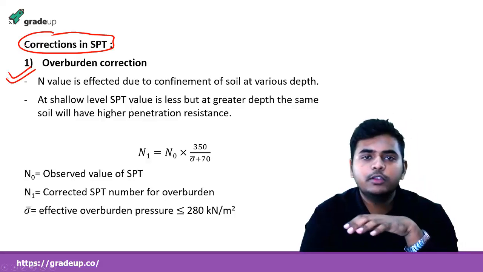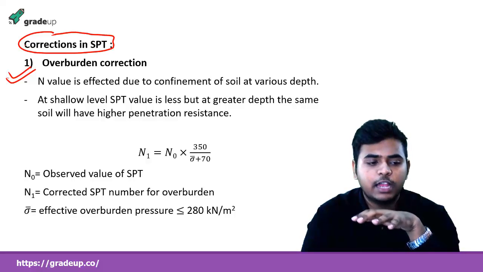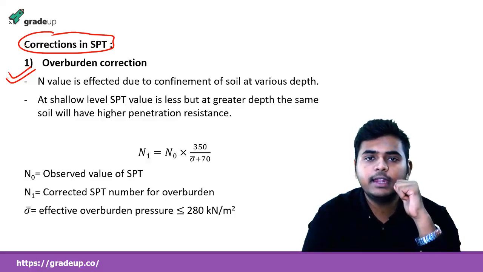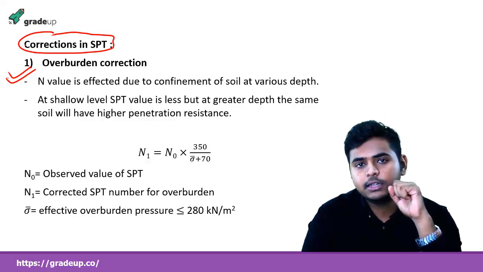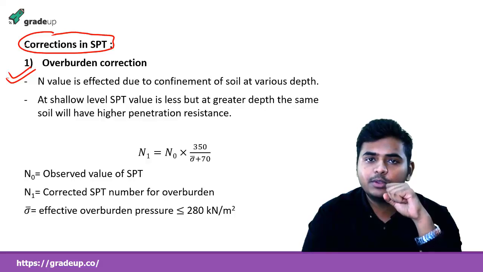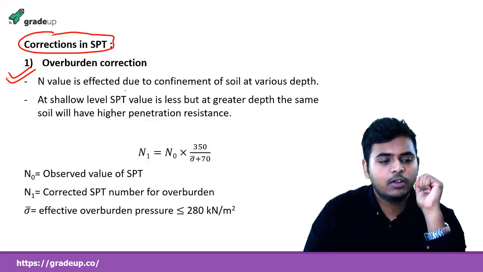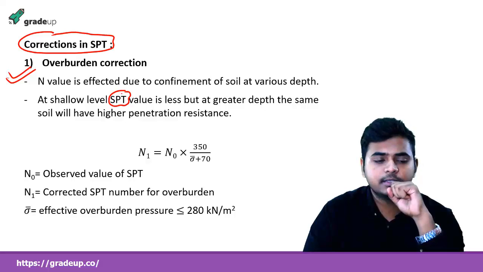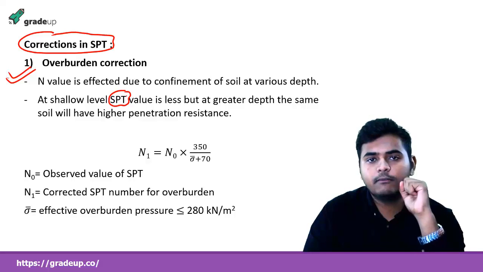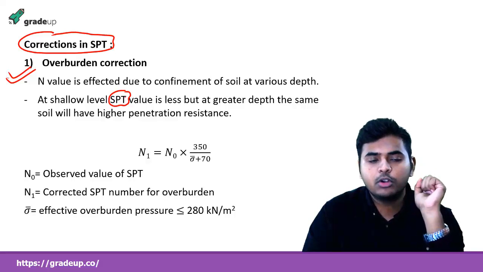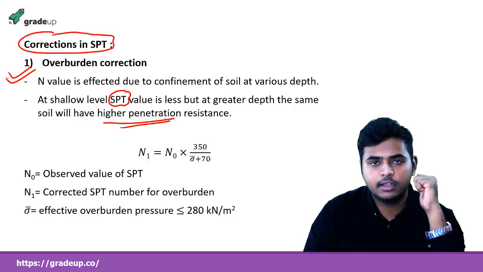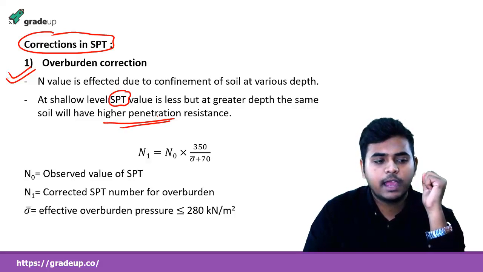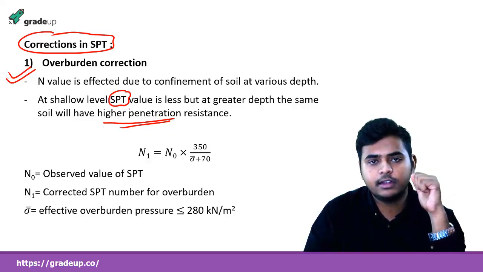Now what happens when we perform this test at a shallow level, that is in the upper space, we find that there is less confinement, because overburden pressure is less. So the SPT value naturally will be less, because fewer blows will be required to penetrate this 300 millimeter. But at greater depths there is more confinement, so we have more overburden pressure and naturally higher penetration resistance. So the SPT value increases at greater depth.